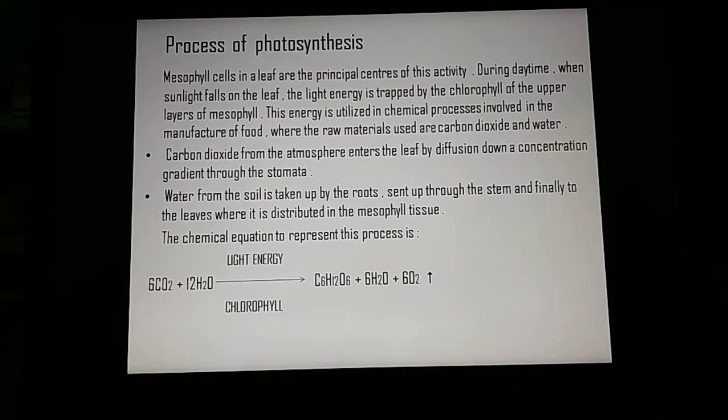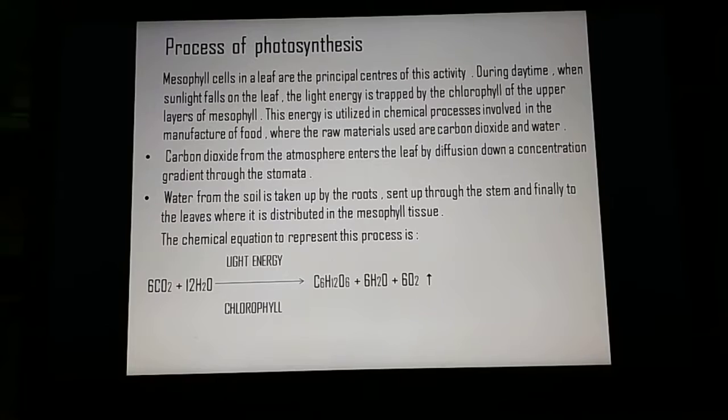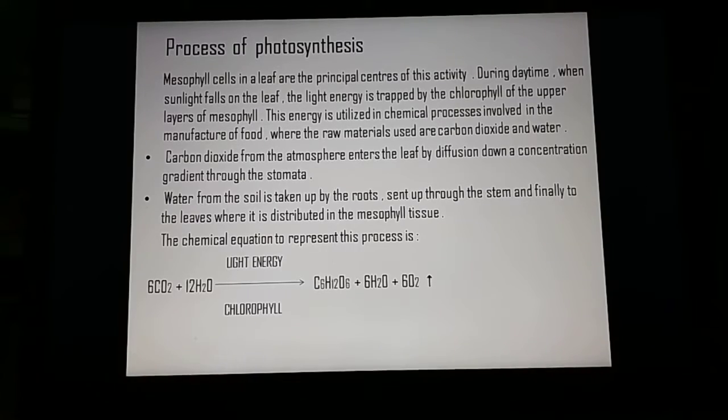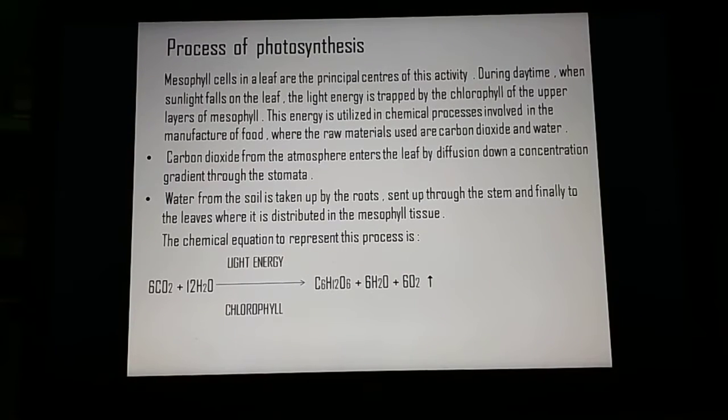The chemical equation to represent this process is 6CO2 plus 12H2O, in presence of light energy and chlorophyll, gives C6H12O6 plus 6H2O plus 6O2. The glucose molecule C6H12O6 is a simple molecule readily soluble in water. The 6 molecules of H2O liberated at the end of this process are those that are reformed during the chain of reactions and not out of the original ones.